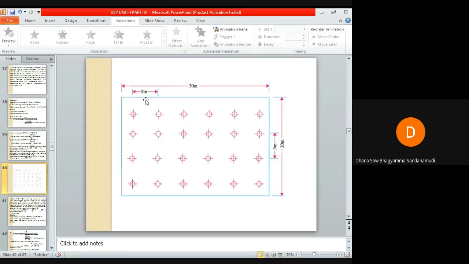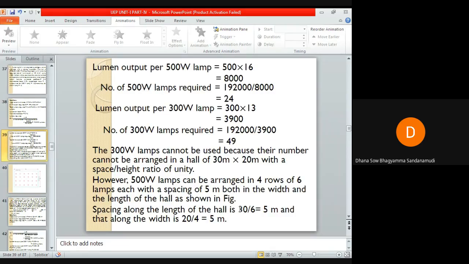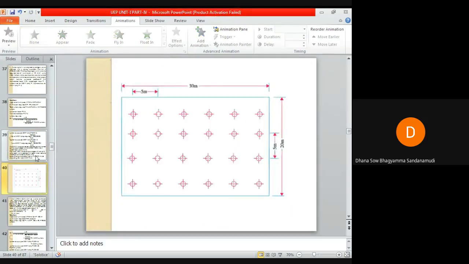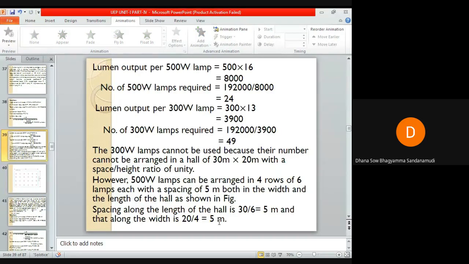And just now you have calculated the distance between the lamps. Throughout the length, the distance from one lamp to another lamp should be 5 meters. And along the width, the distance between one lamp to another lamp is around 5 meters. So this is it. Did you complete this slide?